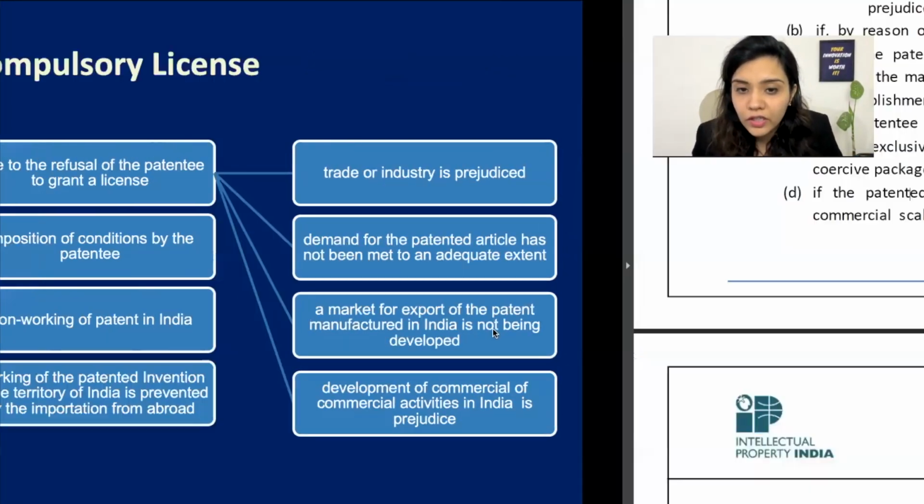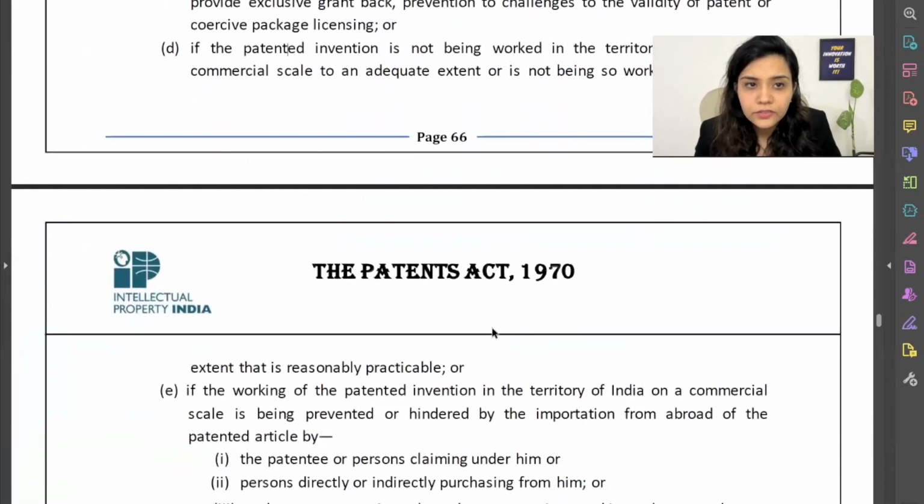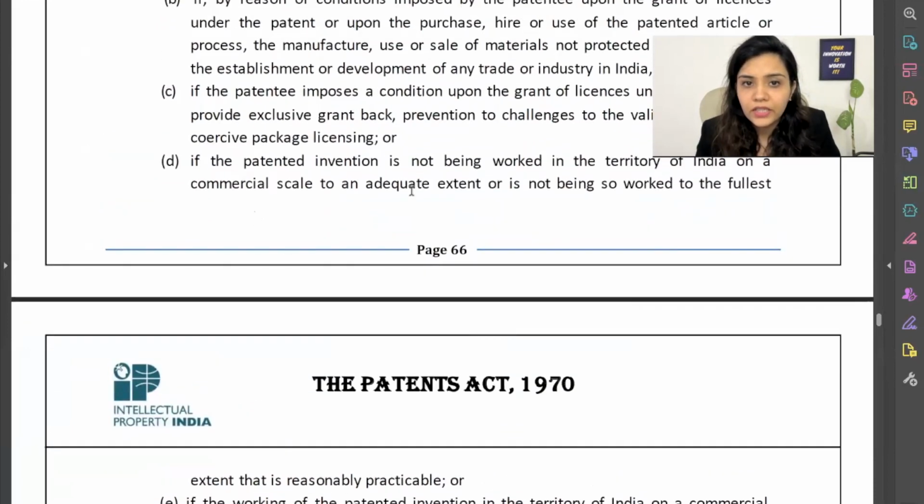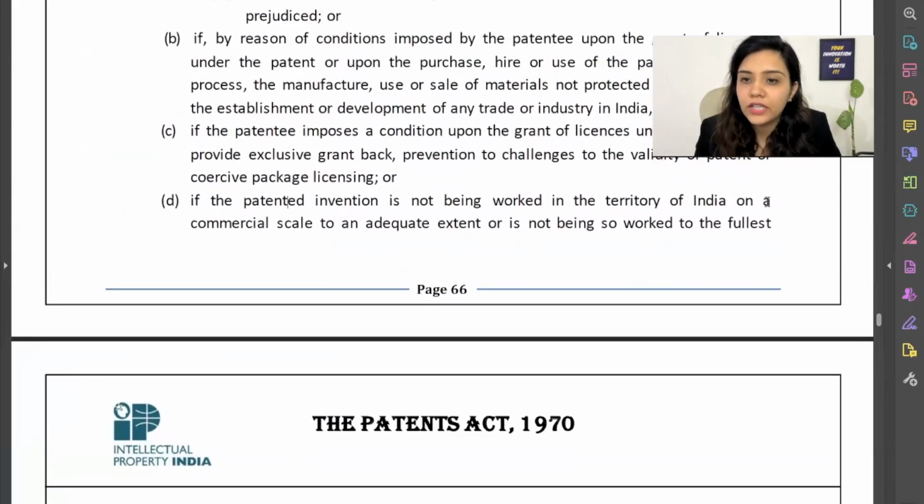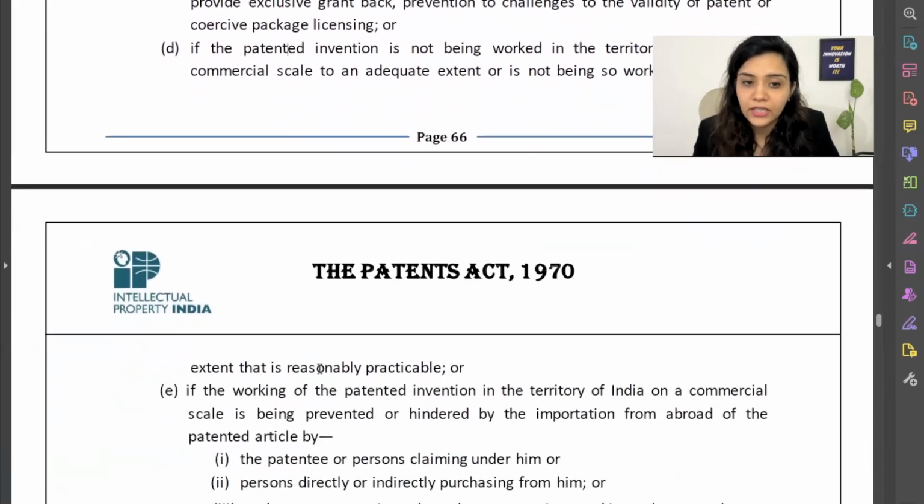Next, we have non-working of patent in India, and it is mentioned in clause G, which says, if the patented invention is not being worked in the territory of India on a commercial scale to an adequate extent, or is not being worked to the fullest extent that is reasonably practicable. So if the invention which is patented is not being worked to whatever level it could have been worked, or it could have been reasonably practicable, it can become a ground for compulsory license.